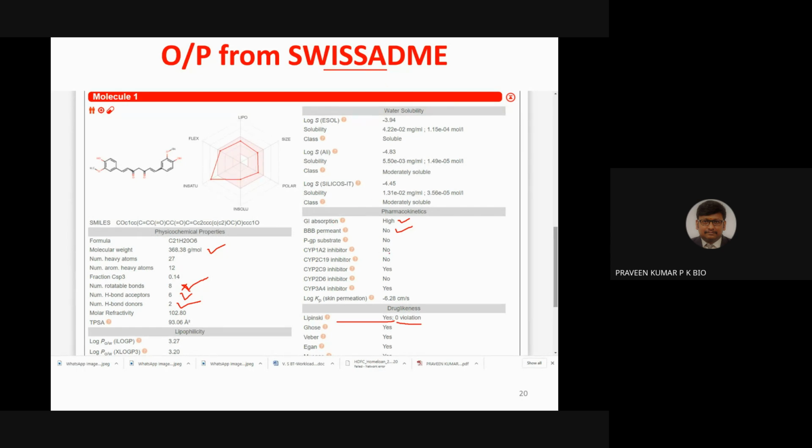And in metabolism, we generally go with the cytochrome P450 enzymes in the liver. The metabolism majorly occurs in the liver, and in the liver you have so many cytochrome P450 enzymes.